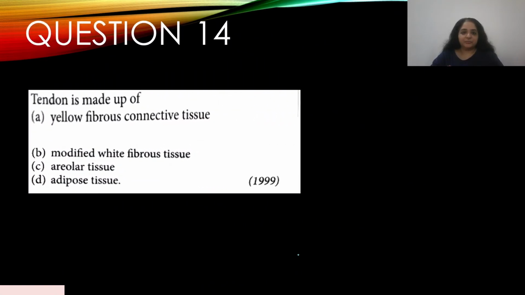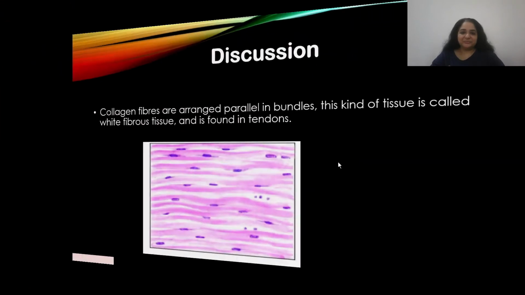Question number 14. Tendon is made up of, this appeared in 1999. A. Yellow fibrous connective tissue. B. Modified white fibrous tissue. C. Areolar tissue. D. Adipose tissue. So tendon is made up of modified white fibrous tissue. It's very obvious, there's no doubt about it. So the answer is B.